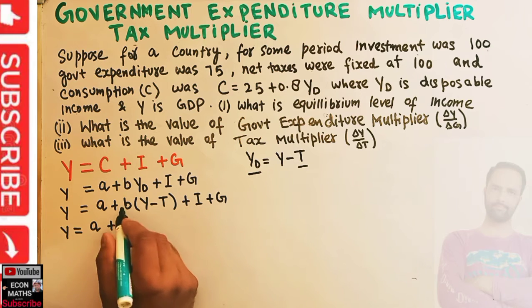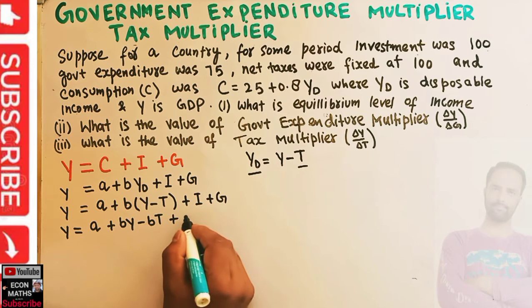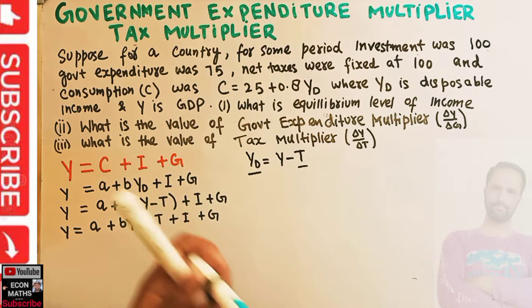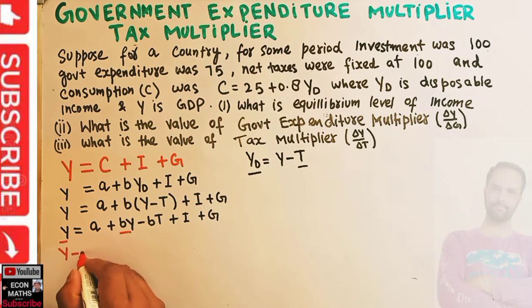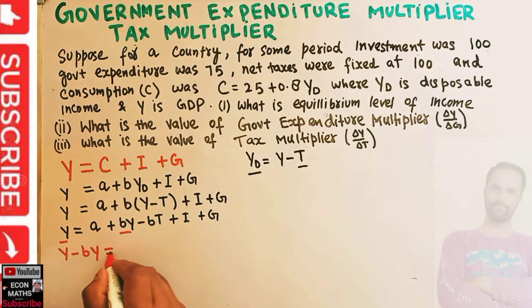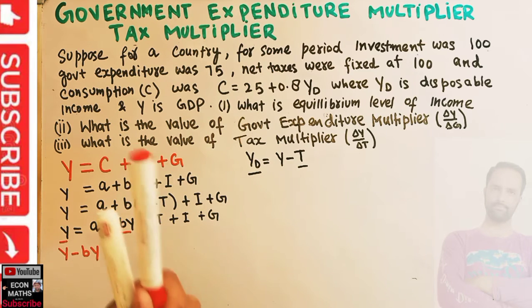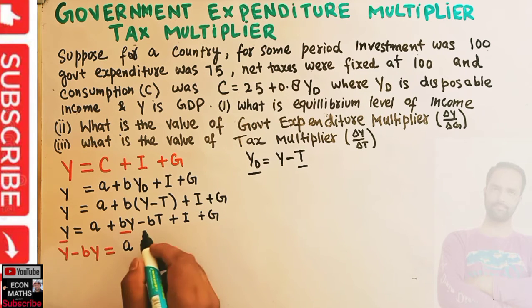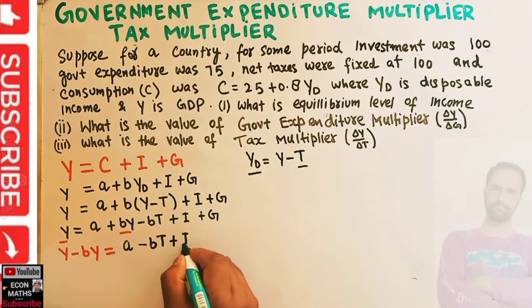Or we can write it like this: Y is equal to A plus, multiplying this B to each of the terms in the bracket, BY minus BT plus I plus G. Now what will we do here? We will take this Y term to LHS. Since it is plus BY, when transposing it will become minus BY. So we have Y minus BY is equal to A, our autonomous consumption, minus BT plus I plus G.